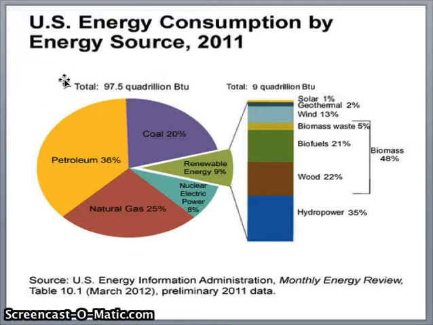Overall, in the United States, biomass is actually one of the biggest ways we use renewable energy. So renewable energy is only 9%, but out of the 9%, 48% is actually biomass.